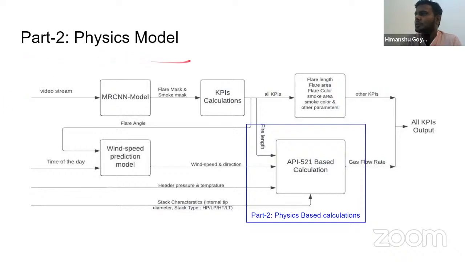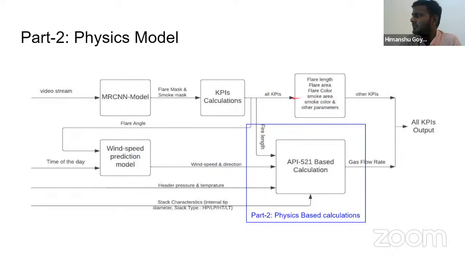Yeah, coming to part 2 of the physics model. What we have covered till now is we have a video stream coming in. We feed it to the Mask RCNN model. It gives us the flare mask and smoke mask. Based on these masks, we do a basic calculation of the conversion ratio, like how much one pixel depicts in terms of feet and length. And based on that, we calculate these 9-10 parameters that we have.